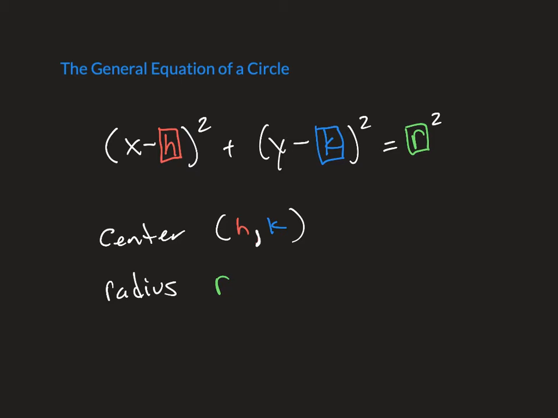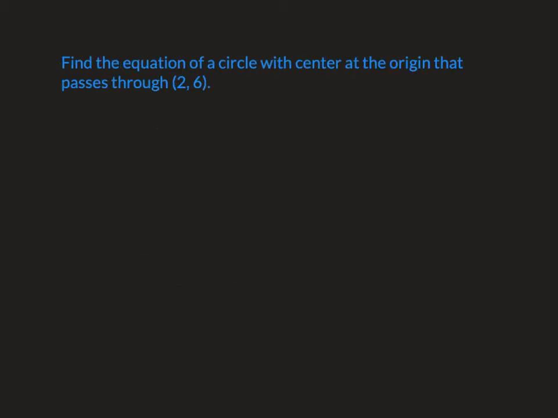We're going to fill in the blank for h, k, and r. The center is (h, k) and the radius is r. Let's see this thing in action. So here's a problem that's very similar to the one in the assignment. It says find the equation of a circle with center at the origin that passes through (2, 6).